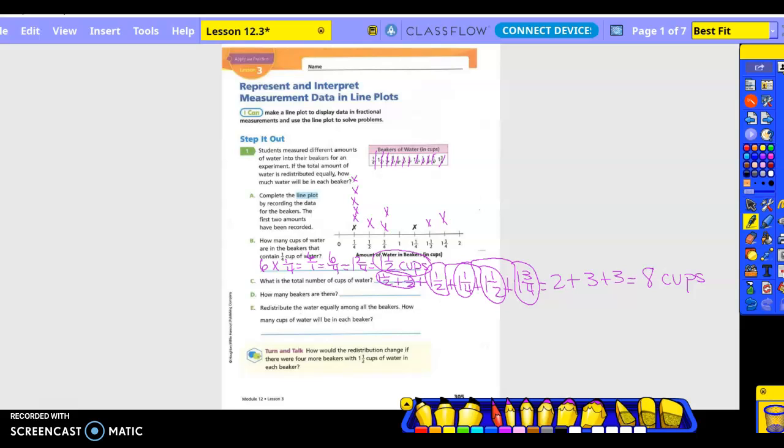How many beakers are there? So how many beakers, how many X's do we have on that chart? So there's 1, 2, 3, 4, 5, 6, 7, 8, 9, 10, 11, 12. So 12 beakers.